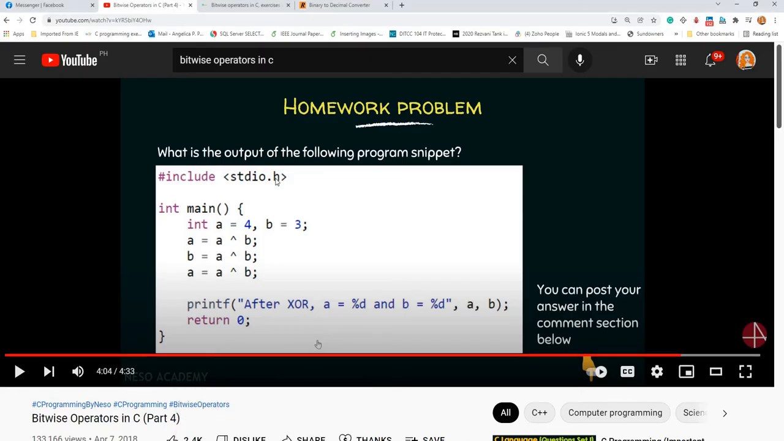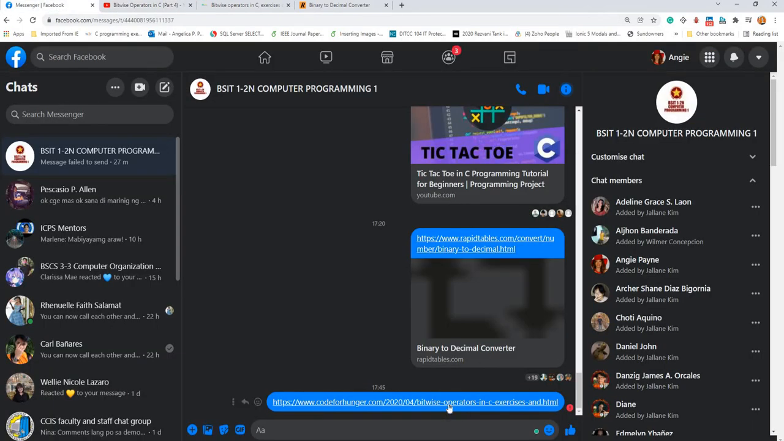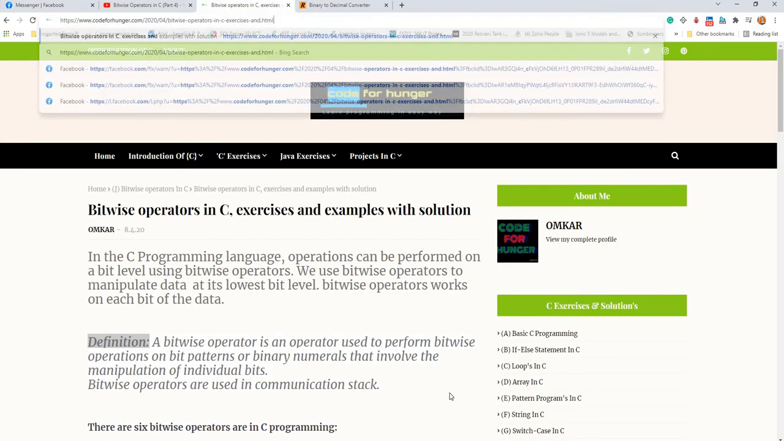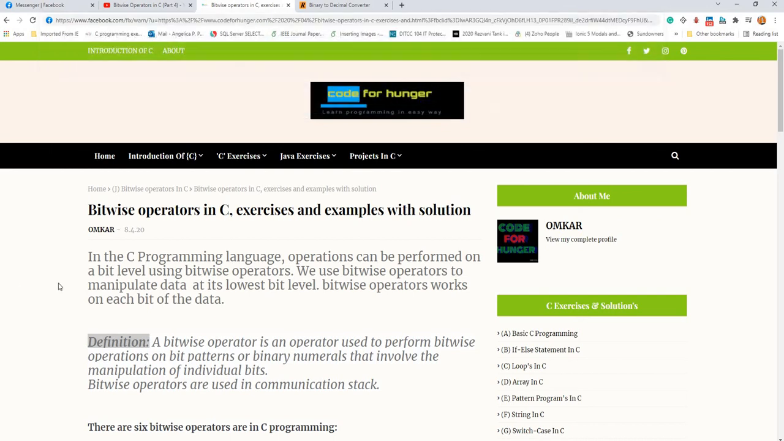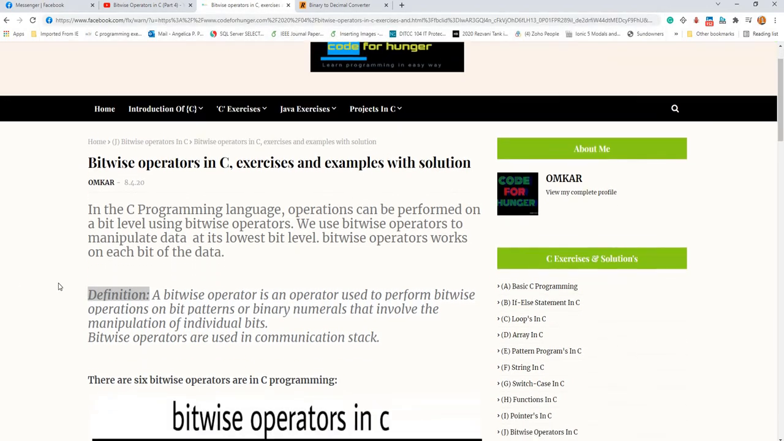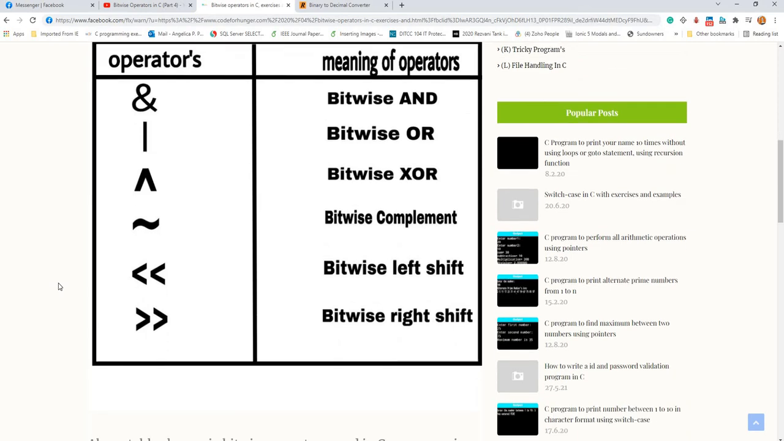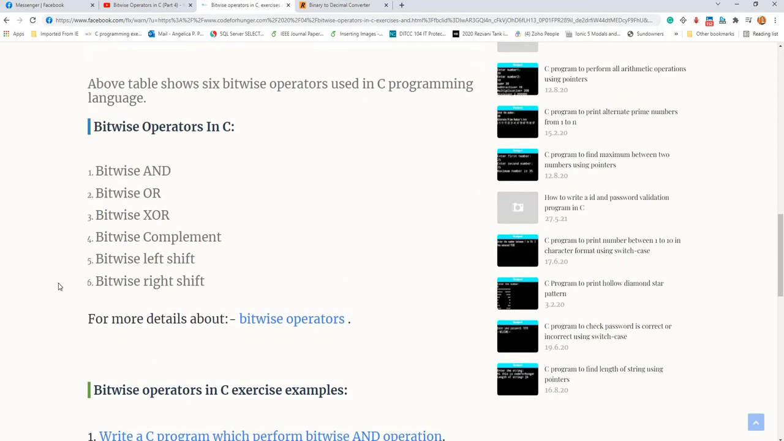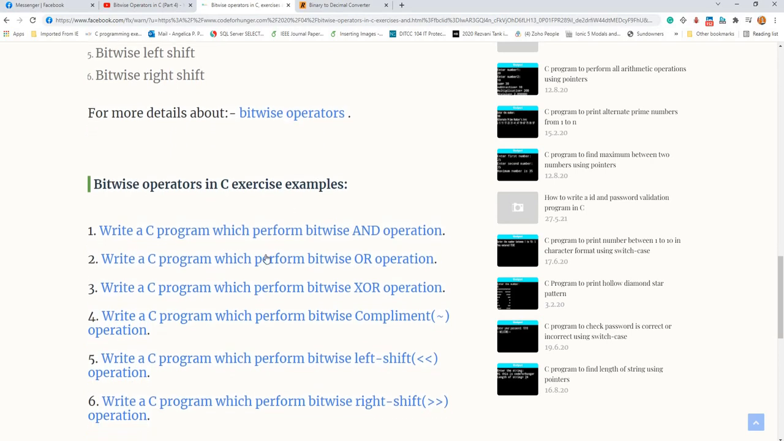Nakikita nyo pa rin? Opo. So nilagay ko sa GC natin itong mga exercise para pwede nyong puntahan. But let's go through one by one para makita nyo kung paano sila nilalagay sa code. So, ayan, ito yung pinapakita ko sa inyo. Let's go through one by one.